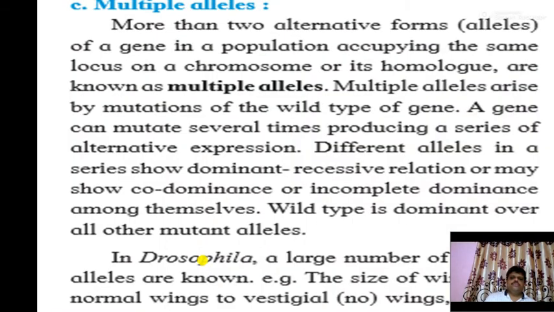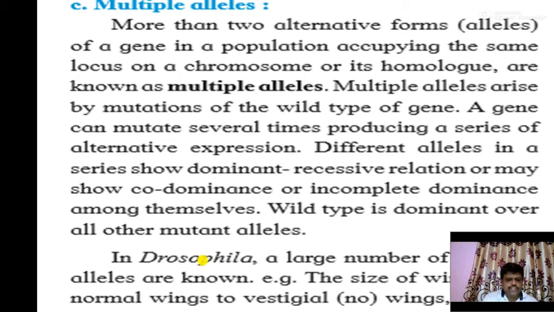Let us move towards one more example, that is the multiple alleles. Two or more alternative forms of a gene in a population occupying the same locus on a chromosome are known as multiple alleles. Locus means the position. The classical example of the multiple allele is wing pattern in the Drosophila. One more example of the multiple allele is blood group in the human being. Multiple alleles arise by the mutation of the wild type gene. Mutation means the sudden change in the original gene.